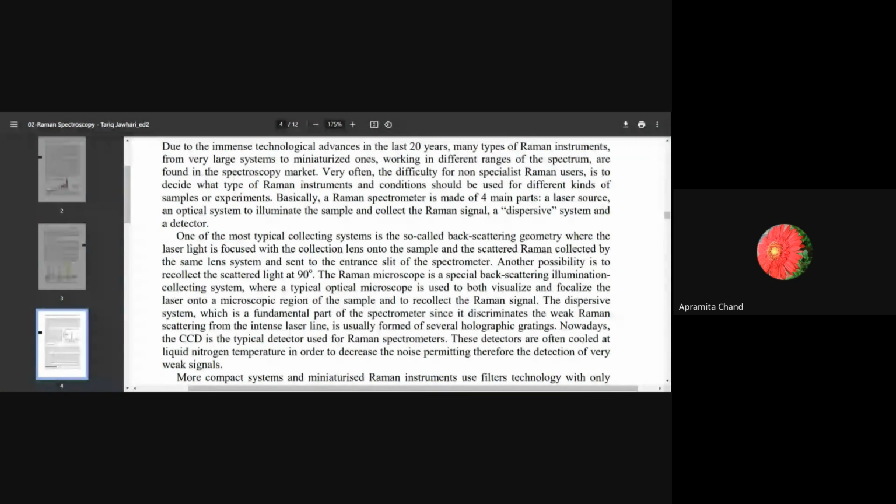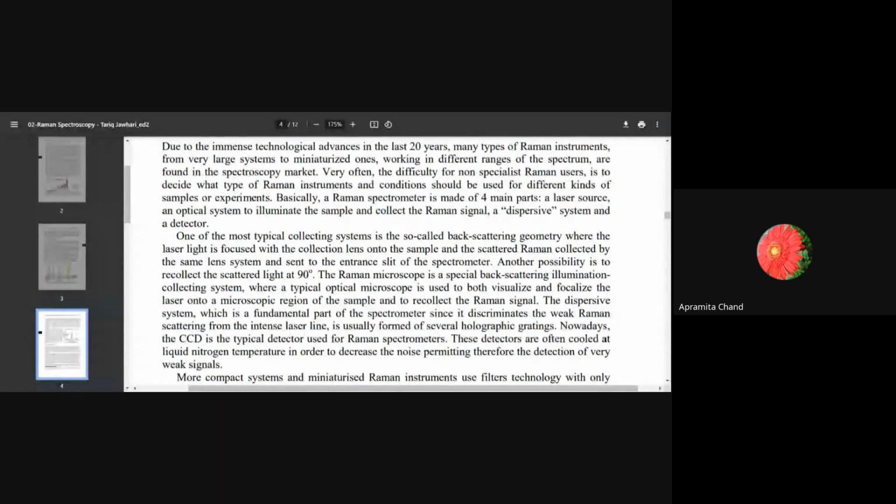As regards the dispersive system, we have seen monochromators, prisms and gratings. Here it discriminates the weak Raman scattering from the intense incident laser line. And how does it discriminate? Because it is formed of several holographic gratings.